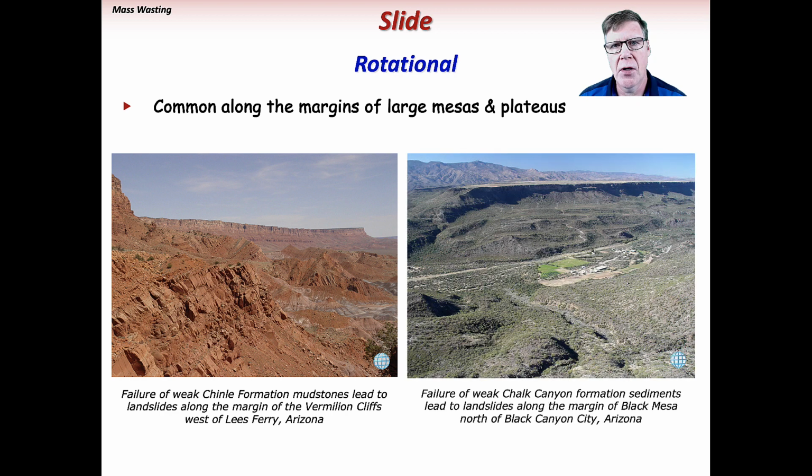This scenario is also seen along the margins of Black Mesa, located north of Black Canyon City in central Arizona. Here, slide activity is largely due to failure of relatively weak Chalk Canyon Formation sediment and volcanic tuff beneath the more competent cliff-forming, mesa-capping basalts of the Hickey Formation.